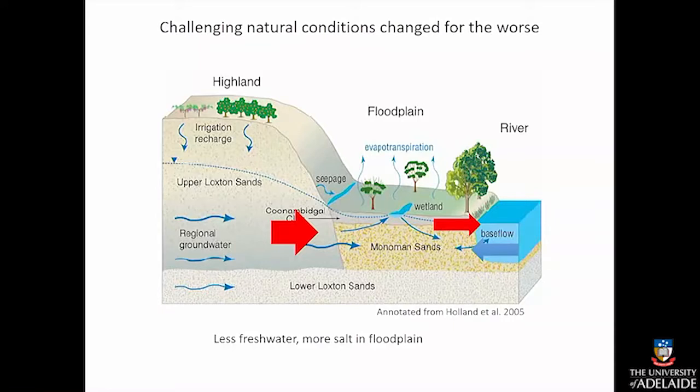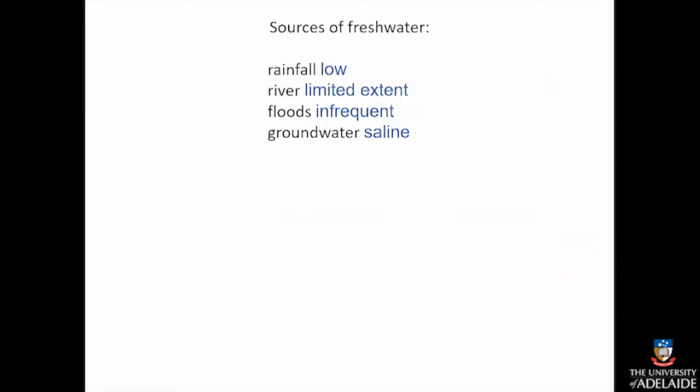So we've got a bit of a double whammy here, in that we've got less fresh water from the river, but we've got more salt water coming into the system. And that's going to make life even harder for you as a tree. So sources of fresh water: rainfall, low, meh. River, limited extent, quite hard to get in there. Floods, infrequent and getting less frequent and smaller. And the groundwater, not good.